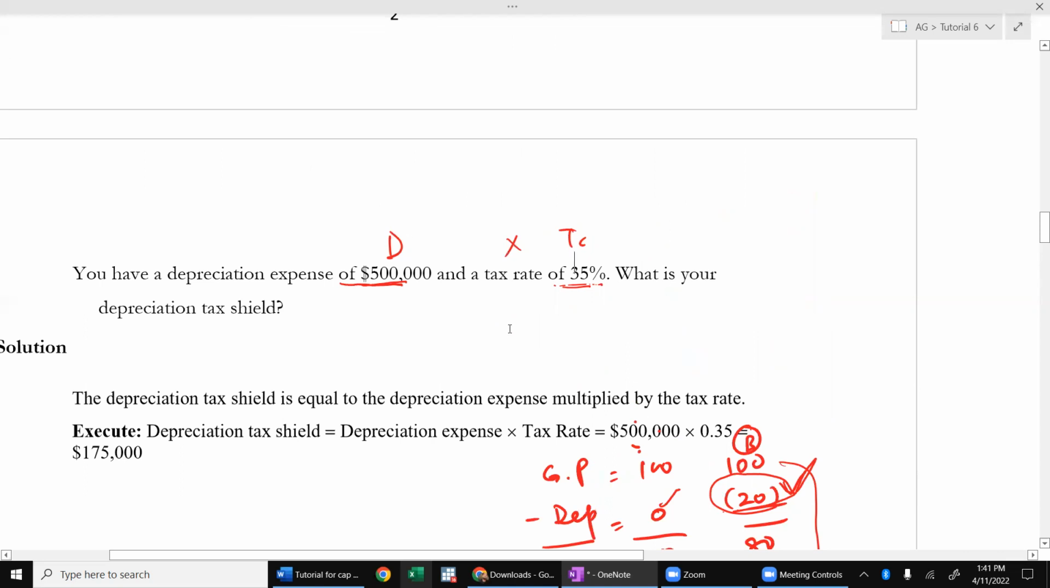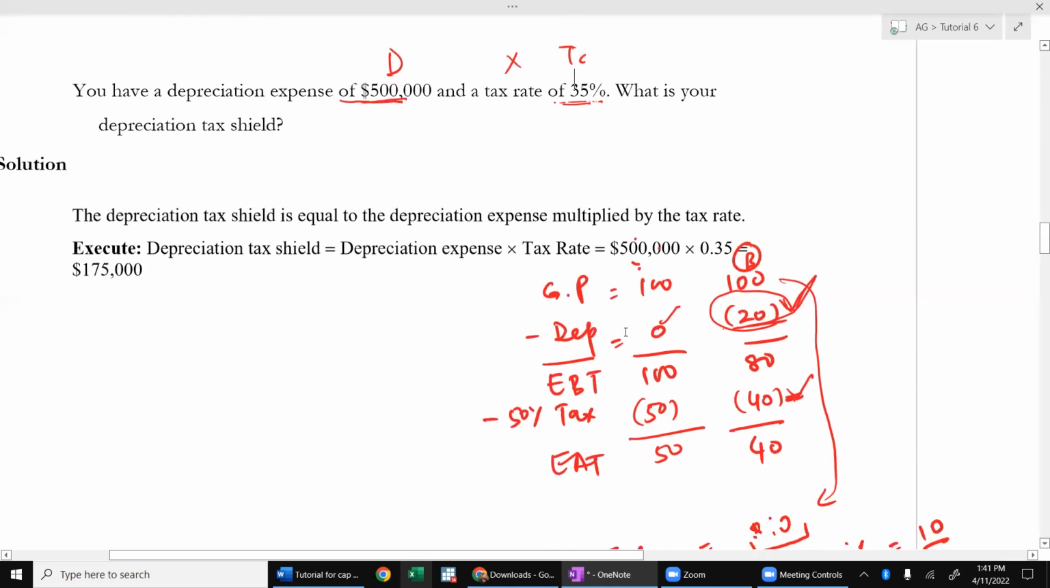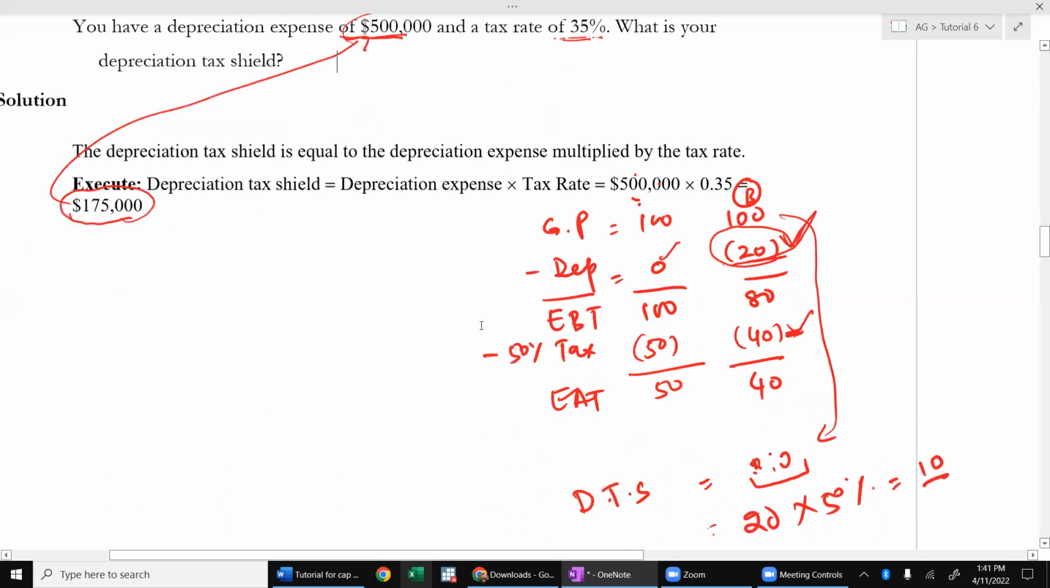But the more important thing is that you should know what that means. It means that the presence of a depreciation expense of 500,000 is helping you to save 175,000 compared to a situation when there is no depreciation expense. So this depreciation expense has a tax benefit.